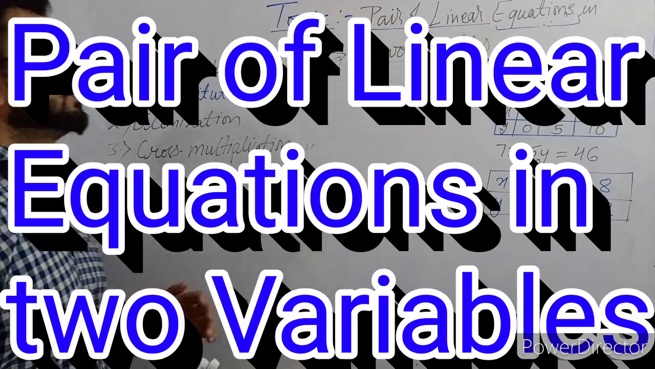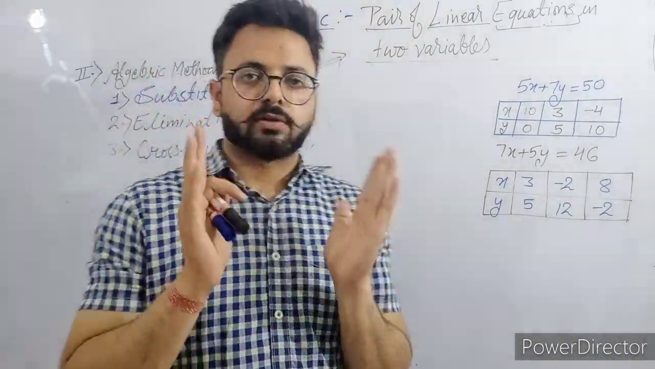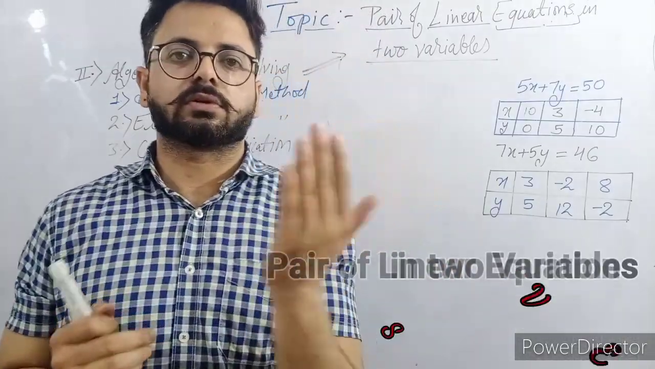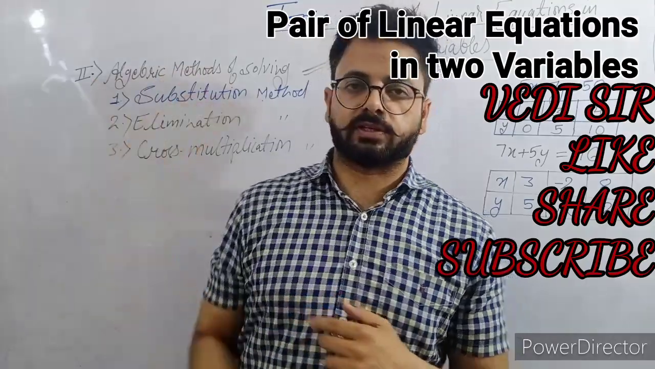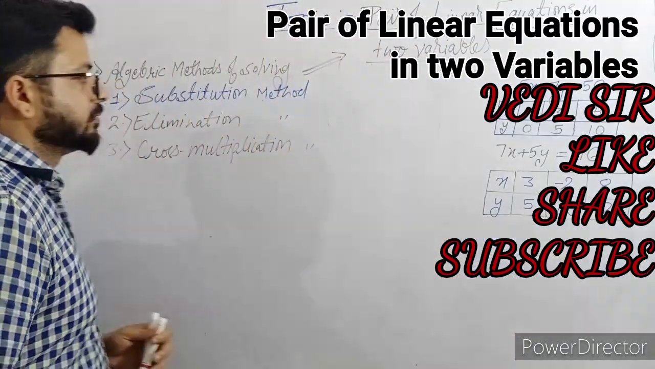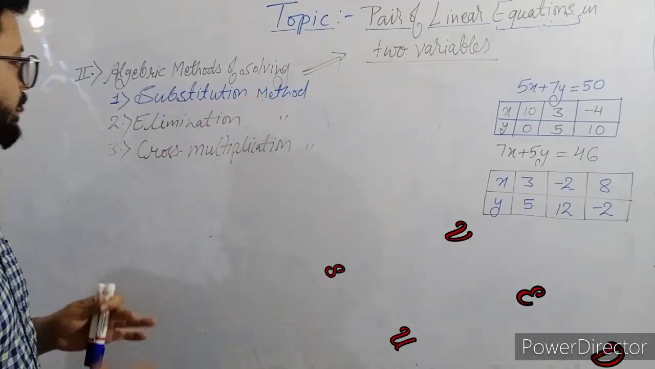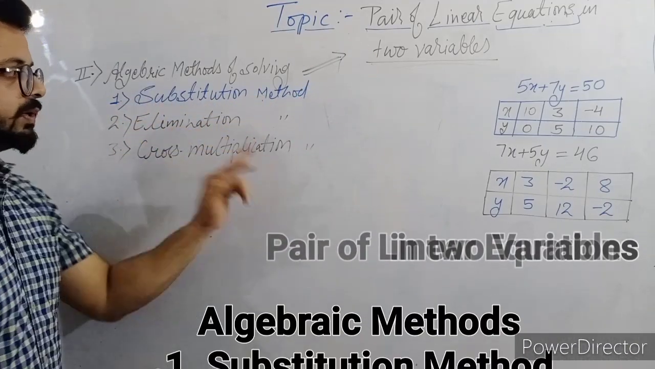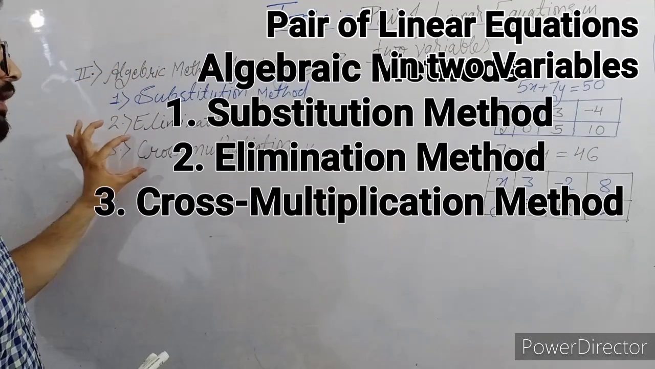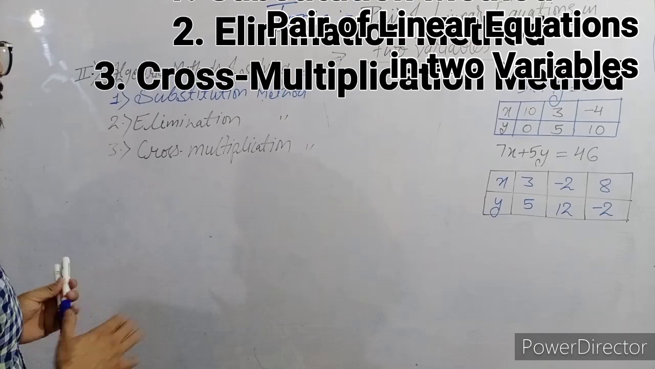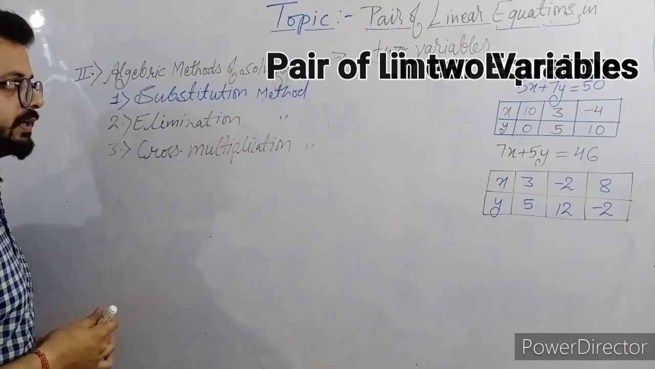As we have discussed in the previous video, the solution of a pair of linear equations in two variables, we discussed the graphical method. Now the second method is the algebraic method. In the algebraic method, we will solve by three types: substitution method, elimination method, and cross multiplication method. So today we will discuss the substitution method of the algebraic part.